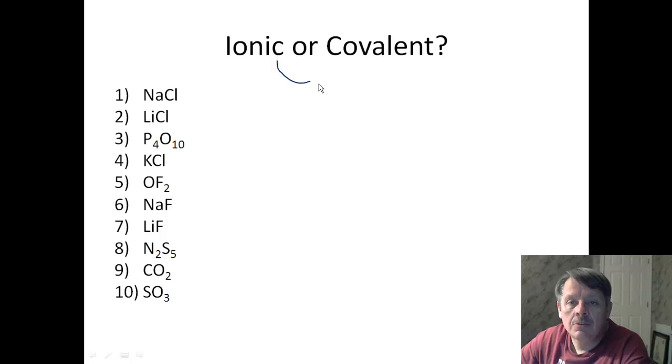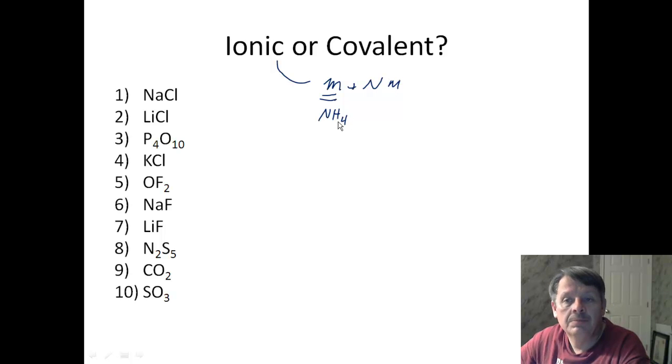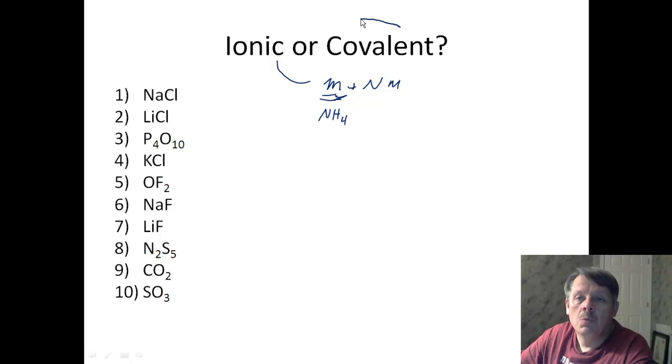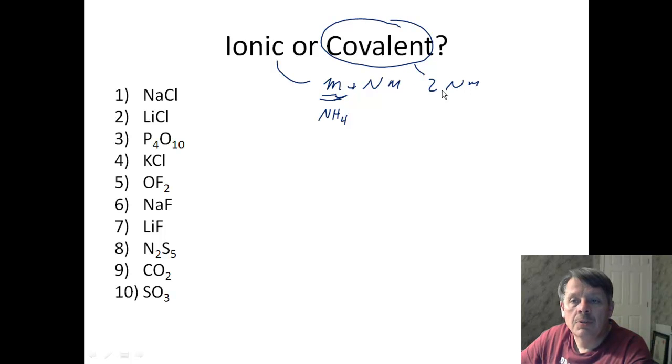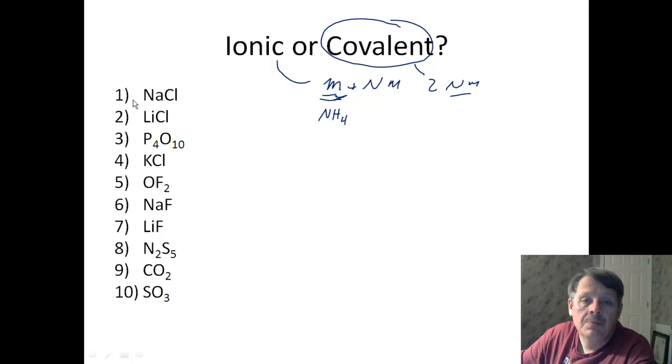What's an ionic substance? Well, it's a metal and a nonmetal. Now, the only exception to this is when the first thing is NH4, which is treated like a metal. Right? But other than that, it's a metal and a nonmetal. So, what's covalent? Well, a covalent thing is two nonmetals. Right? So if the first thing is a nonmetal, then you know that it's covalent. So let's go and look through these and see what we come up with.